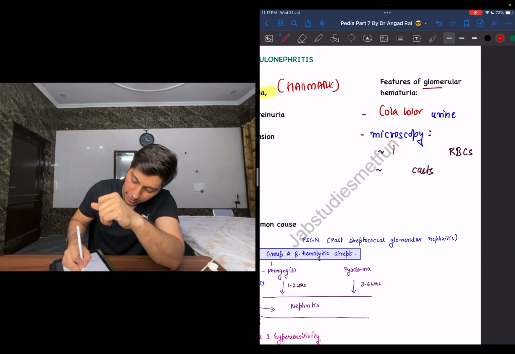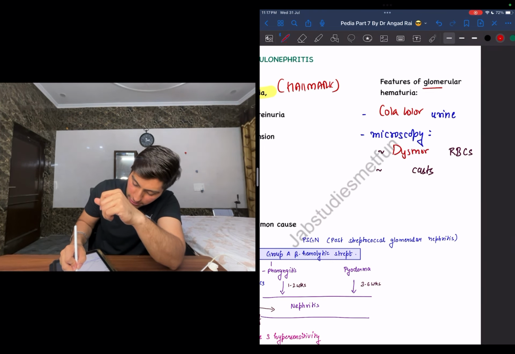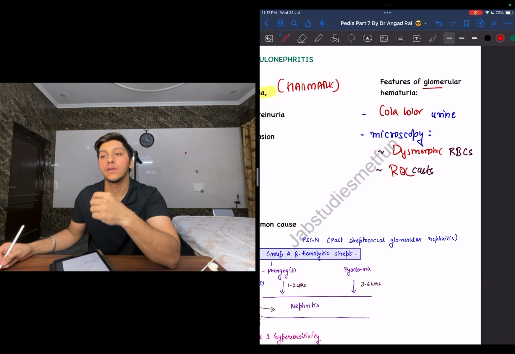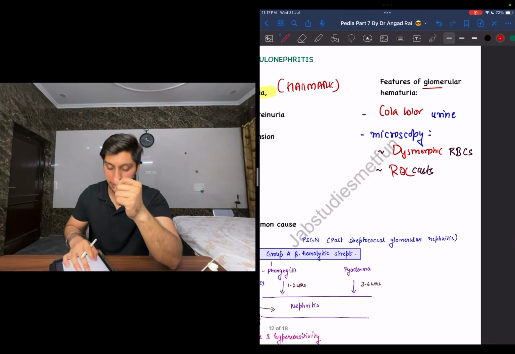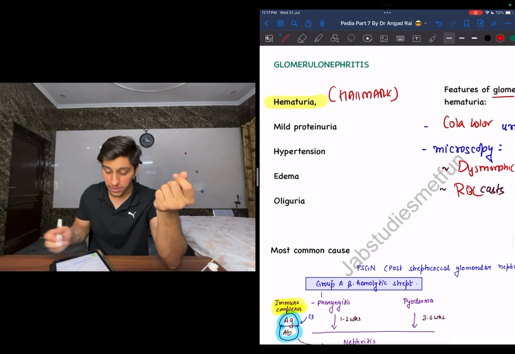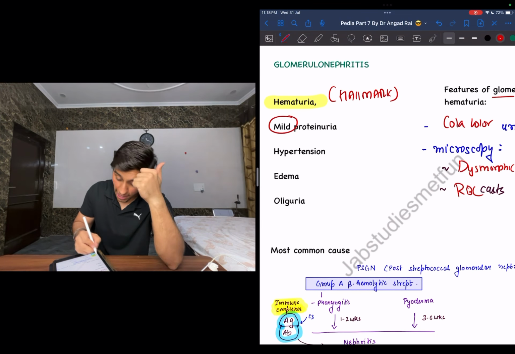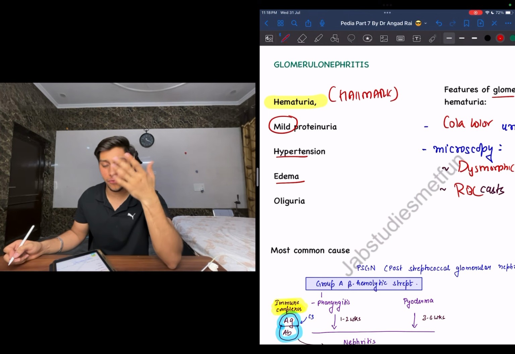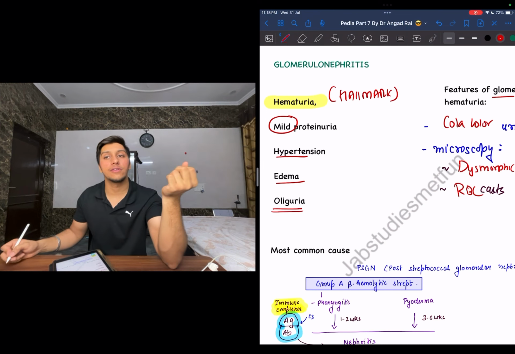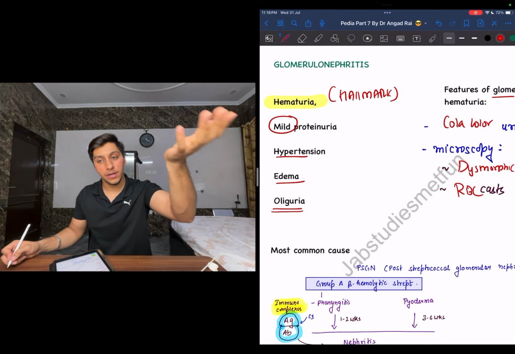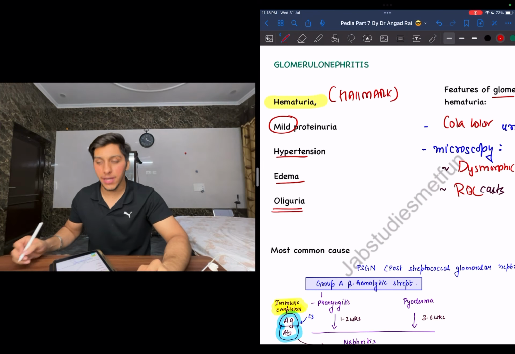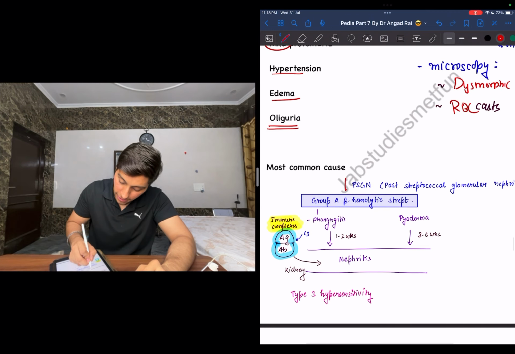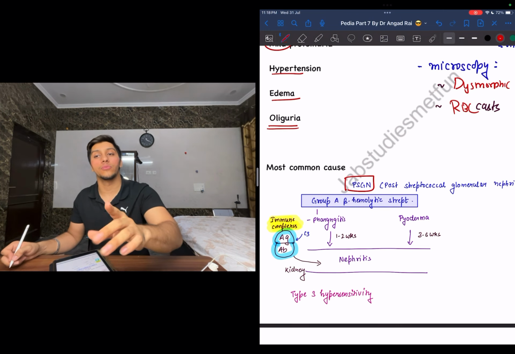Microscopically, you will find dysmorphic casts, and you will have RBC casts. RBC casts and dysmorphic casts. Along with that, other features this time will be mild proteinuria, hypertension, edema, periorbital or facial edema, and oliguria, because now it's on the kidney side. Okay? What is the most common cause, guys? The most common cause of glomerulonephritis is post-streptococcal glomerulonephritis.